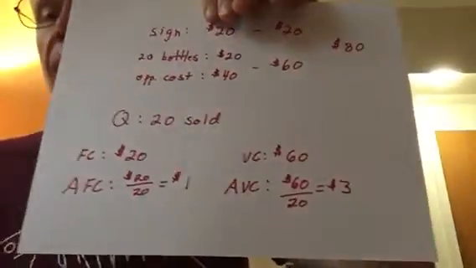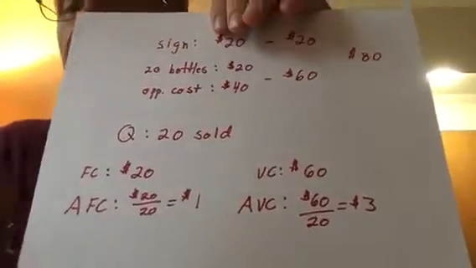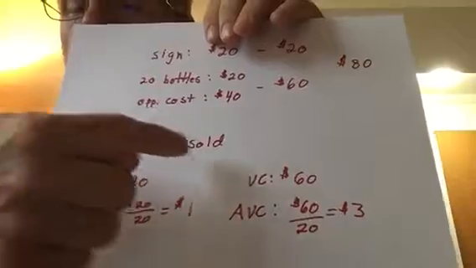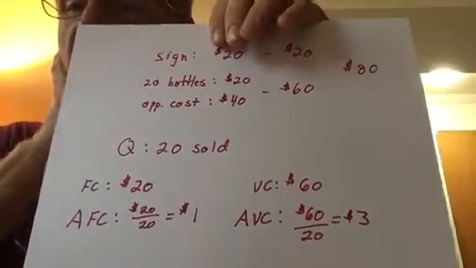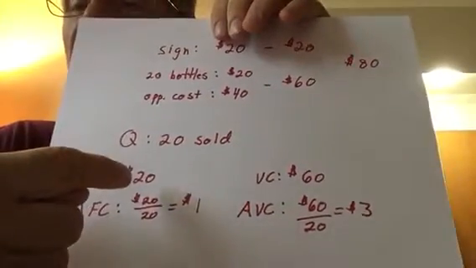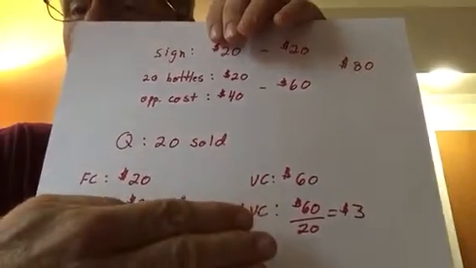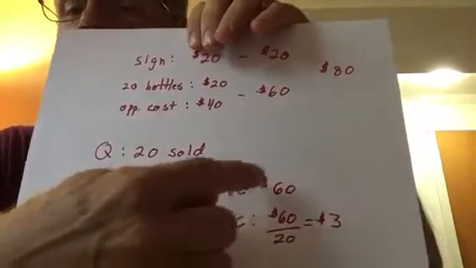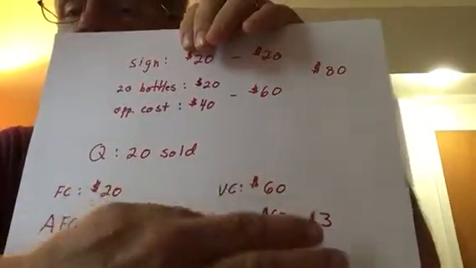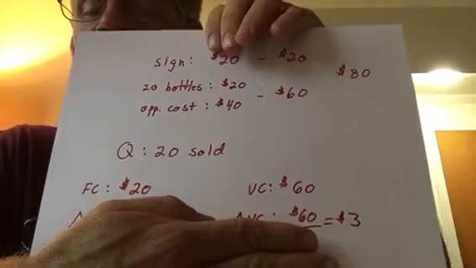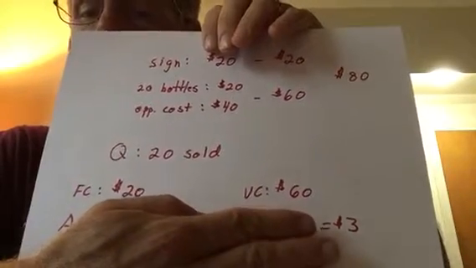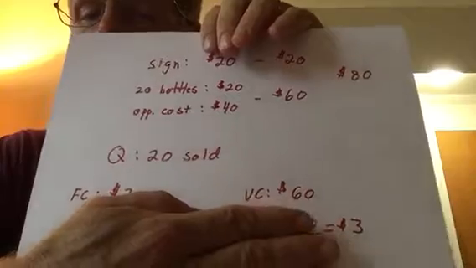Now, if you sell 20, that's your quantity right now. Q is 20. You sell 20 bottles. You have a fixed cost, FC, of $20. You have a variable cost, VC, of $60. We already said that. So FC, fixed cost, is 20. VC, variable cost, is 60. Okay, so there are total fixed and total variable costs.